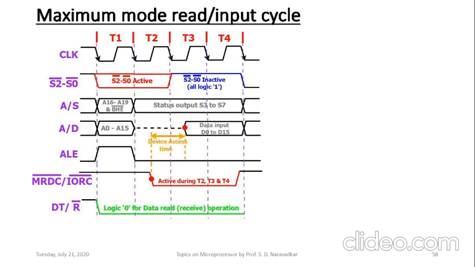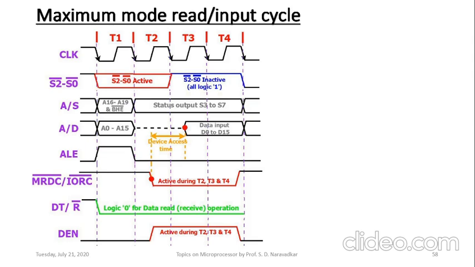Then next will be the data enable signal here. This signal is active high, which is generated by the 8288 bus controller. So this signal is initially logic 0, somewhere between the T2 state, in accordance with the read control signal, this becomes active, means logic 1, and remains active during T2, T3 and T4 state here, and towards the end that signal will become logic 0.